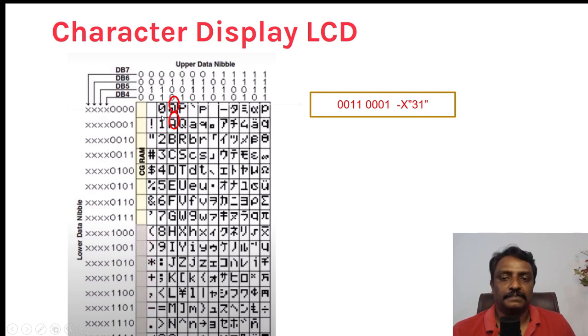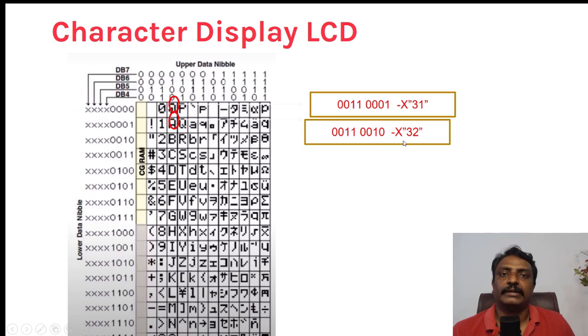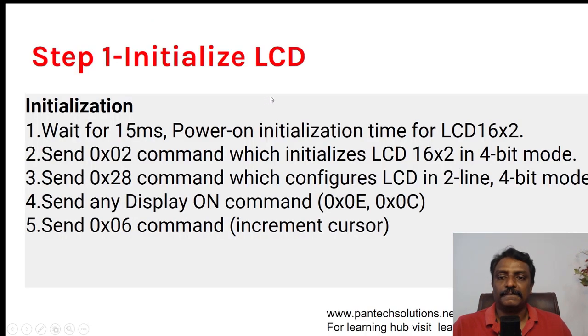The next is 2. The upper data nibble is 0011, and the lower data nibble is 0010, so the hex value is 32. Similarly for A, B, C, D, you could give the hex value of the ASCII value to display on the LCD.